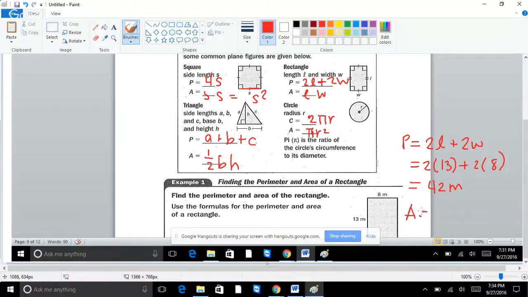The area is just length times width. So the area is going to be 8 meters times 13 meters, which gives us a result of 104 meters squared. Okay, so that's how we do the rectangle. The next 3 examples, the square, the triangle, and the circle, you can try on your own, and I will do them on the call on Friday. And then the last thing I wanted to show you is one of the 2 examples on the back of your notes. So let me switch over to that.